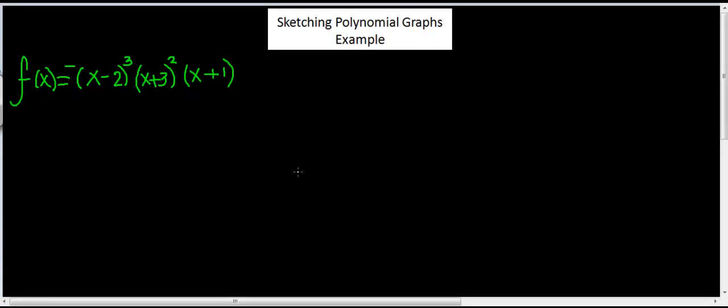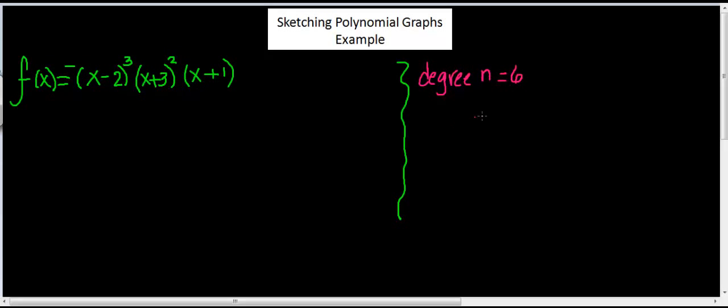Hello! We're going to do an example on how to sketch polynomial functions. The first thing you do, you look at your polynomial and you're going to decide what the degree of this polynomial is. How do we do that? Our degree is going to be adding our powers here. I have 3, 2, that makes 5, and 1 more, that makes 6. And we call our degree n. So we know that our degree is 6.